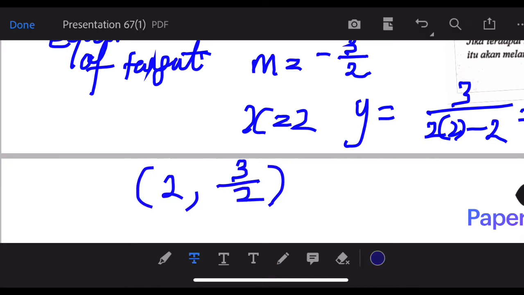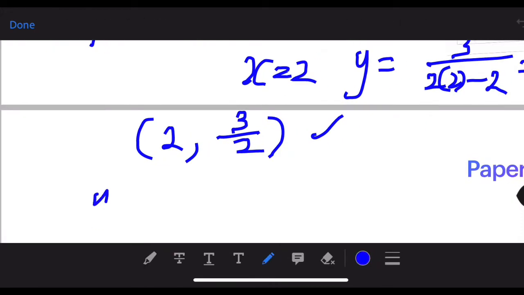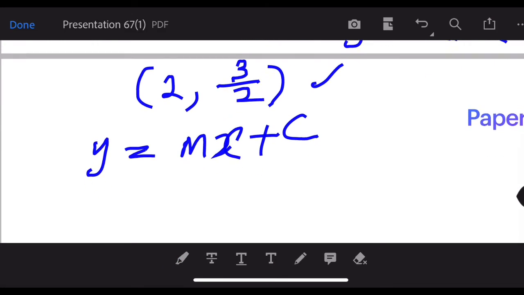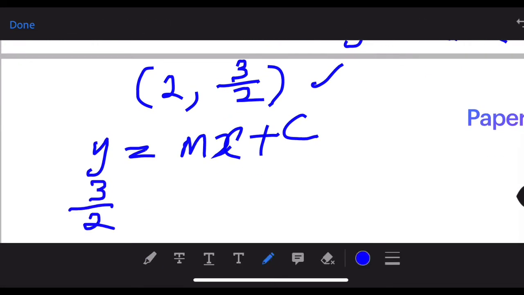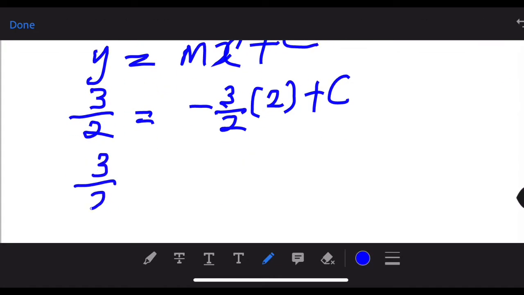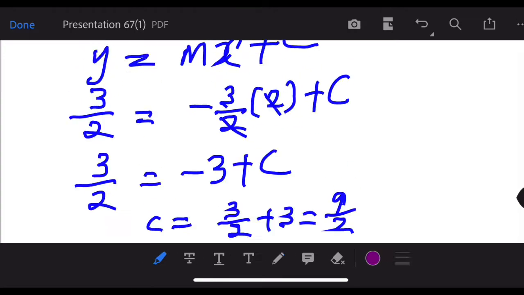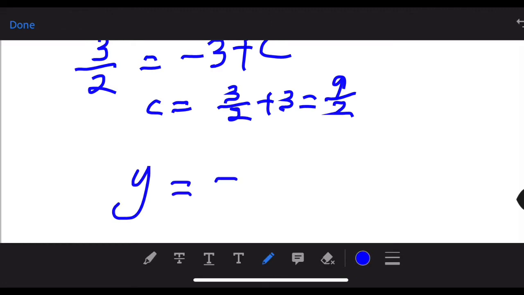So we can form the equation of the tangent. Let's write y equals mx plus c. The y is 3/2, and the gradient is -3/2, times the 2, plus c. So 3/2 equals -3 plus c. Hence c is 3/2 plus 3, which is 9/2. So now the equation of the tangent is y = -3/2 x plus 9/2.